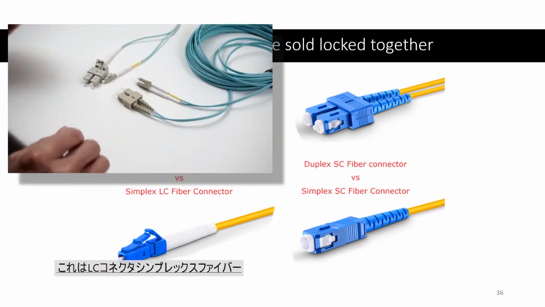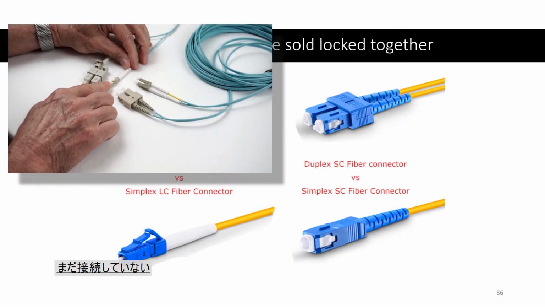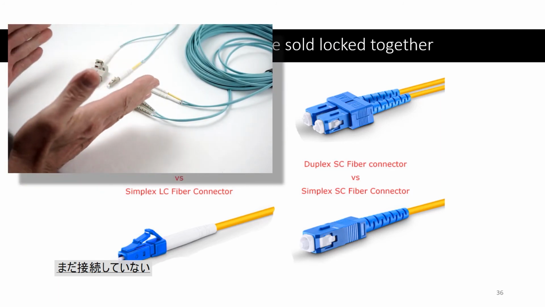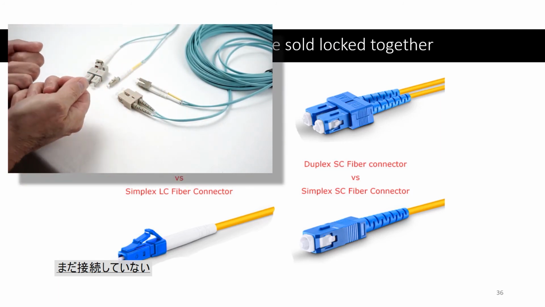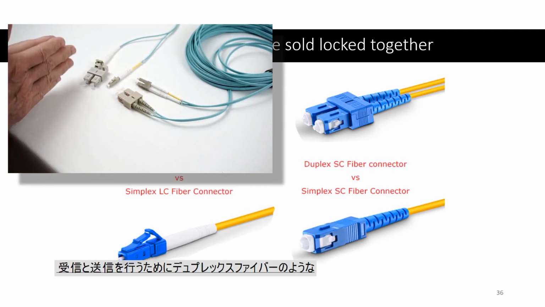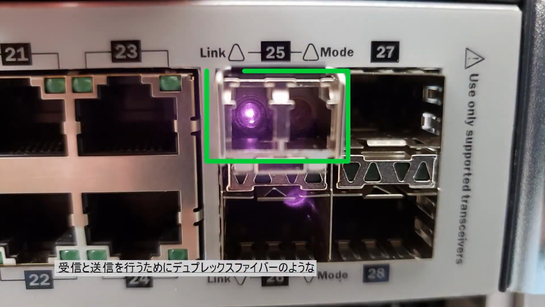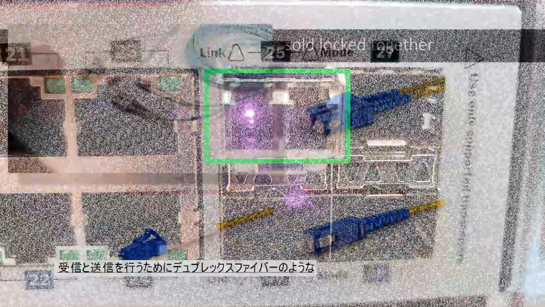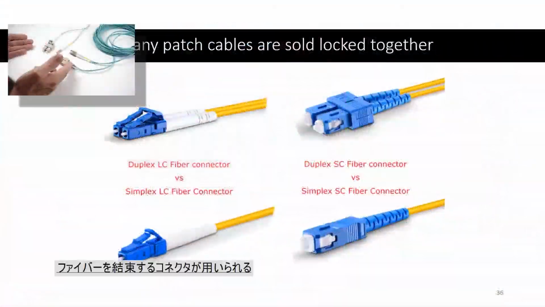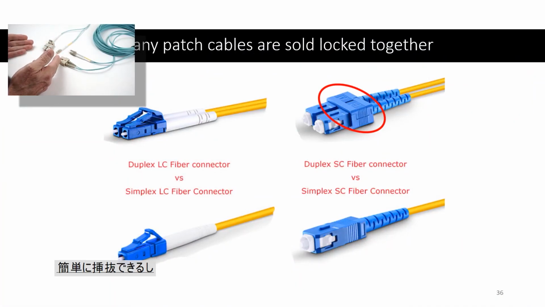Here are some examples of duplex and simplex. This particular LC connector is simplex. It's not connected to another fiber optic connector or cable. The reason for the duplex is because most transceivers require a transmit and a receive fiber optic cable and connector. So it makes sense to collar them together or bind them together so that they plug in naturally.